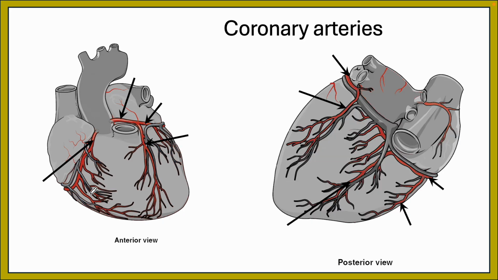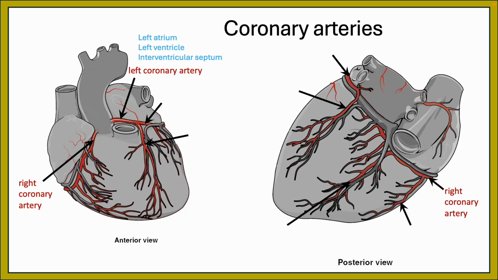All right, so let's take a look at the coronary arteries. The two main ones are the left coronary artery, which is going to serve the left atrium, the left ventricle, and the interventricular septum. And then the right coronary artery, which is going to serve the right atrium, portions of both ventricles, and the cardiac conduction system.